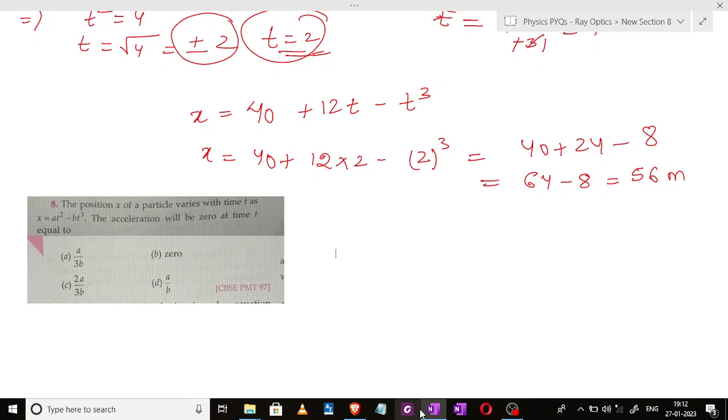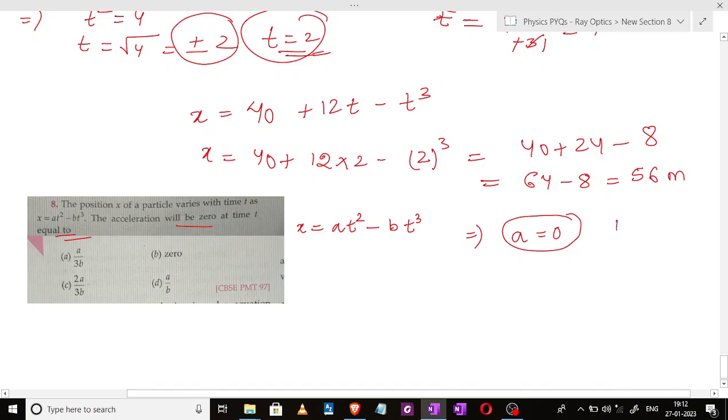The question is, the position x of a particle varies with time as this. The equation of x in terms of time is given. It is a t square minus b t cube. The acceleration will become 0 at time t equal to what? The acceleration becomes 0 somewhere, so it asks what that time is.